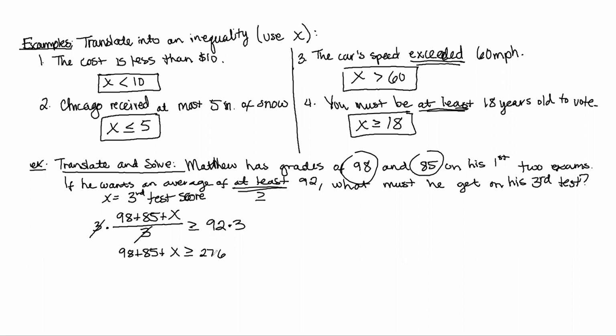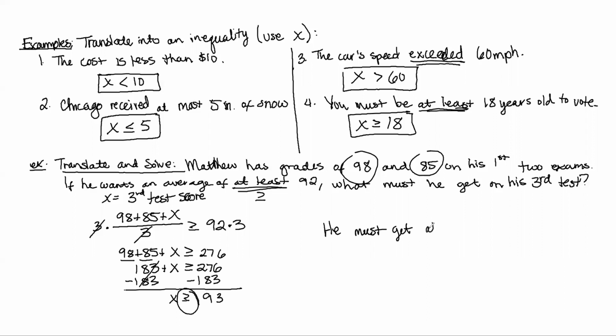And then we can go ahead and combine like terms. So 98 plus 85 is going to give us 183, plus x is greater than or equal to 276. Subtract 183 from both sides. And we get x is greater than or equal to 93. So he must get at least, because it's a greater than or equal to, a 93 on his third test.